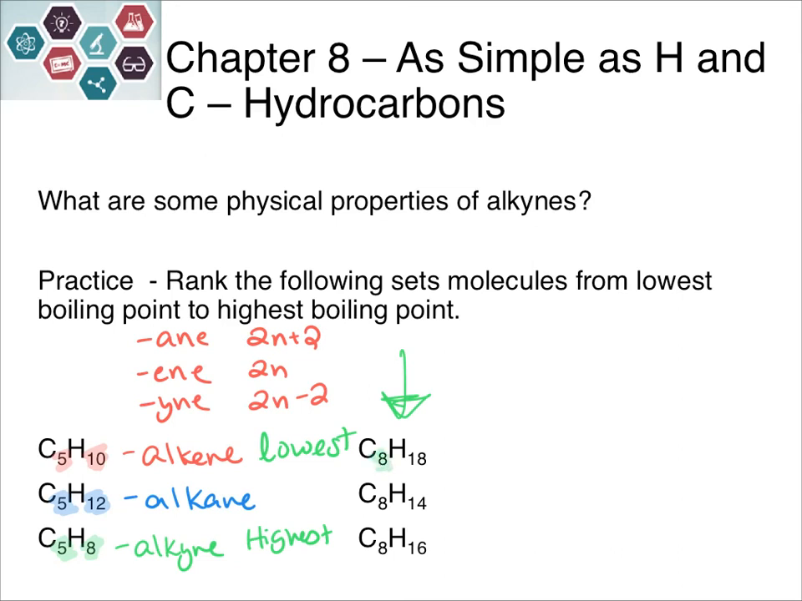So pause the video and see if you can rank the second set of hydrocarbons here. All right, the first formula, C8H18, requires the 2n plus 2 formula, making it the alkane. The second one, C8H14, is 2n minus 2, so this is the alkyne. And then the third option, C8H16, that's 2n, so this is the alkene. So again, our ranking, alkyne is the highest, and alkene is the lowest.